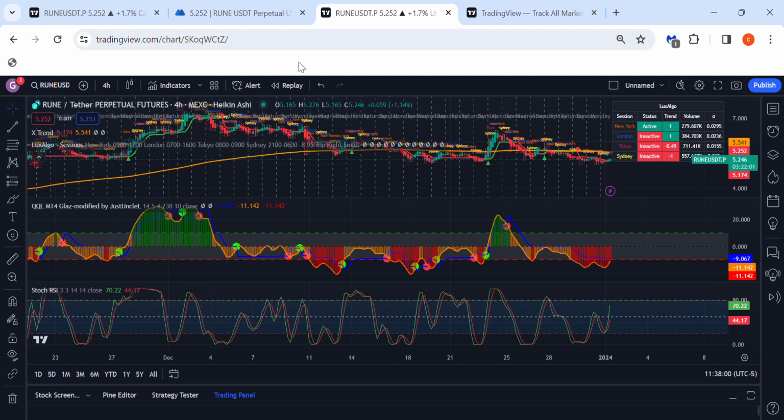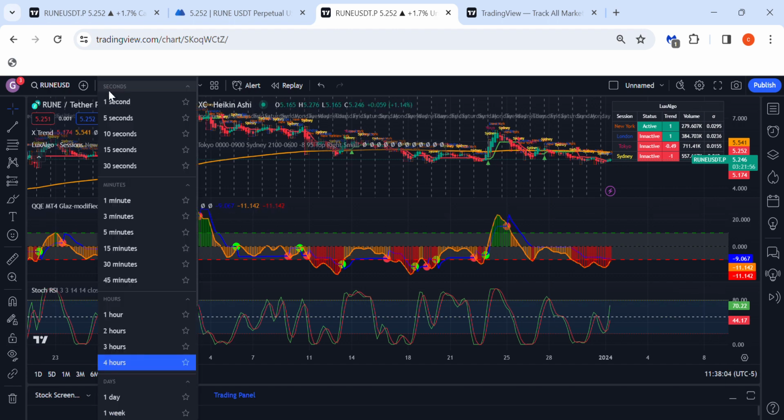As you can see on the screen right now, I'm sitting on a 4-hour time frame. The coin is called Rune, R-U-N-E, USDT. I'm on a 4-hour time frame.